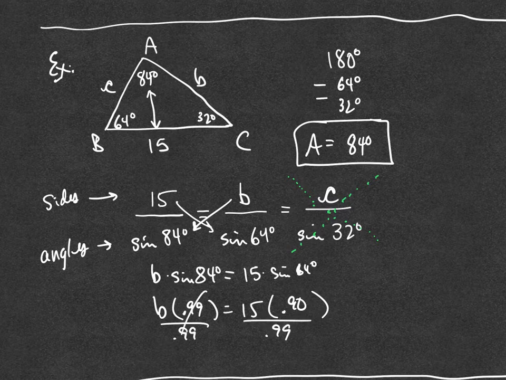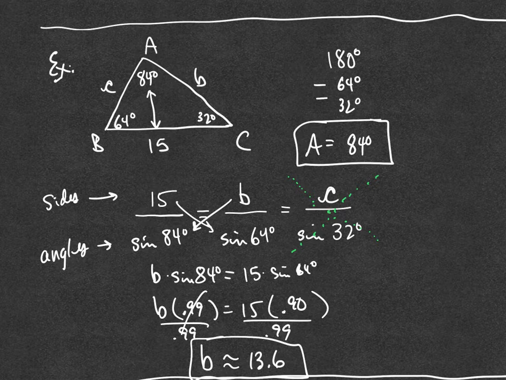So little b, that's a terrible b, let me try that again. That one looks a little better. So little b then, guys, is going to be 15 times 0.9 divided by 0.99. And what we get is about 13.6. So we have side B, 13.6.